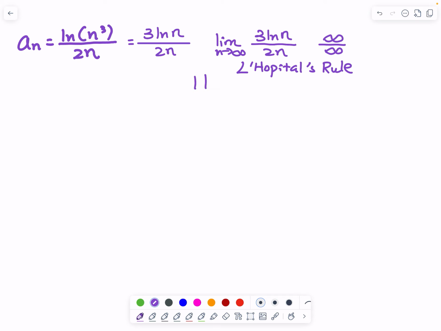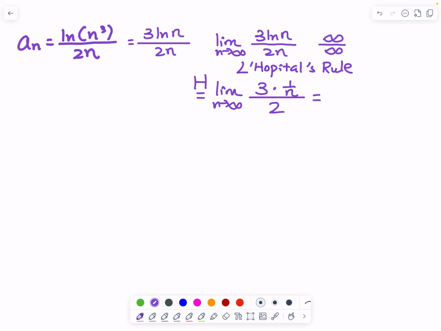So we will write H. H means I will use L'Hopital's rule, limit as n approaches infinity. The derivative of 2n is equal to 2. The derivative of 3 ln n is 3 times the derivative of ln n, which is 1 over n.